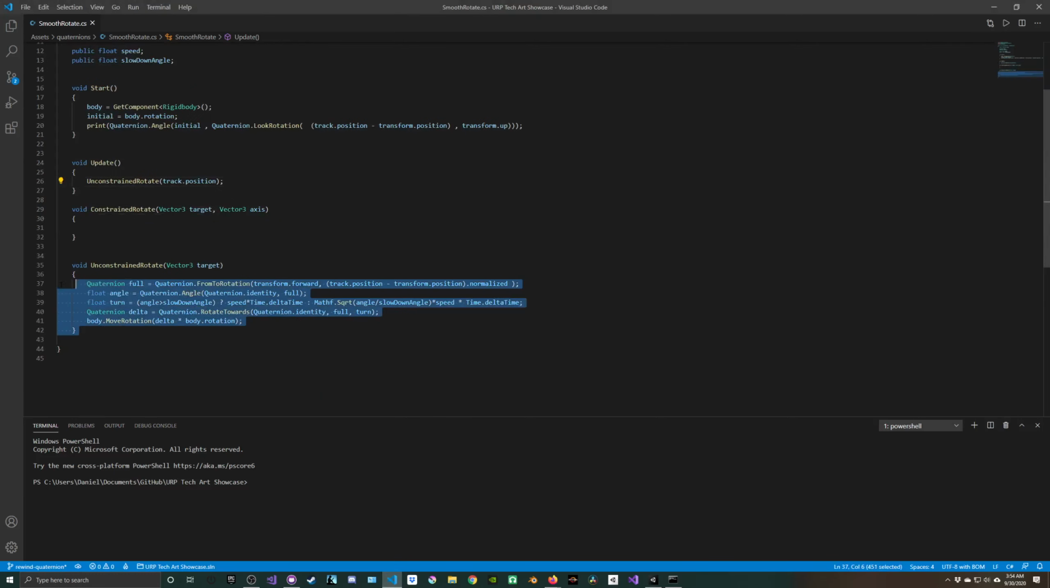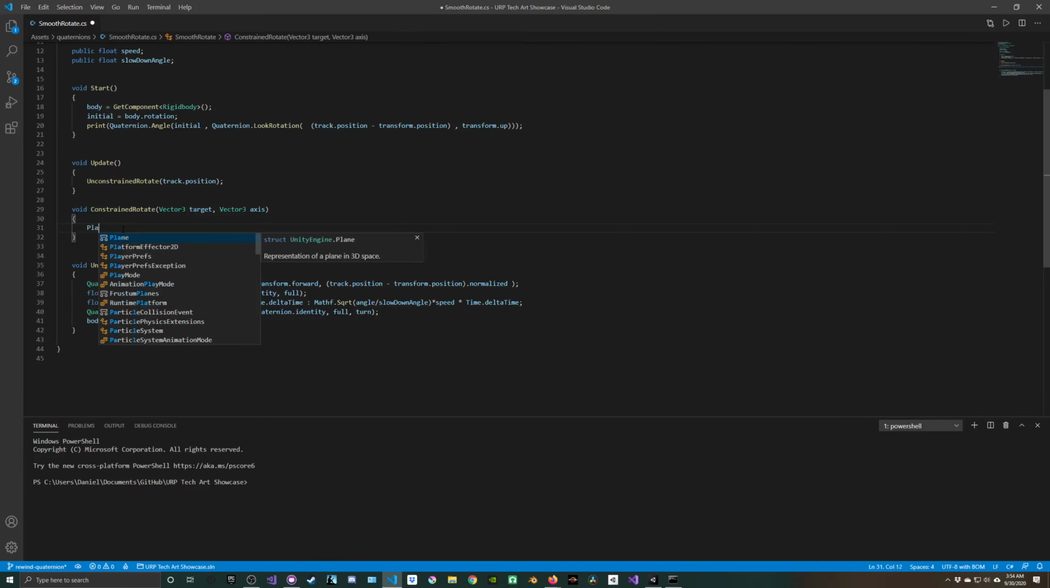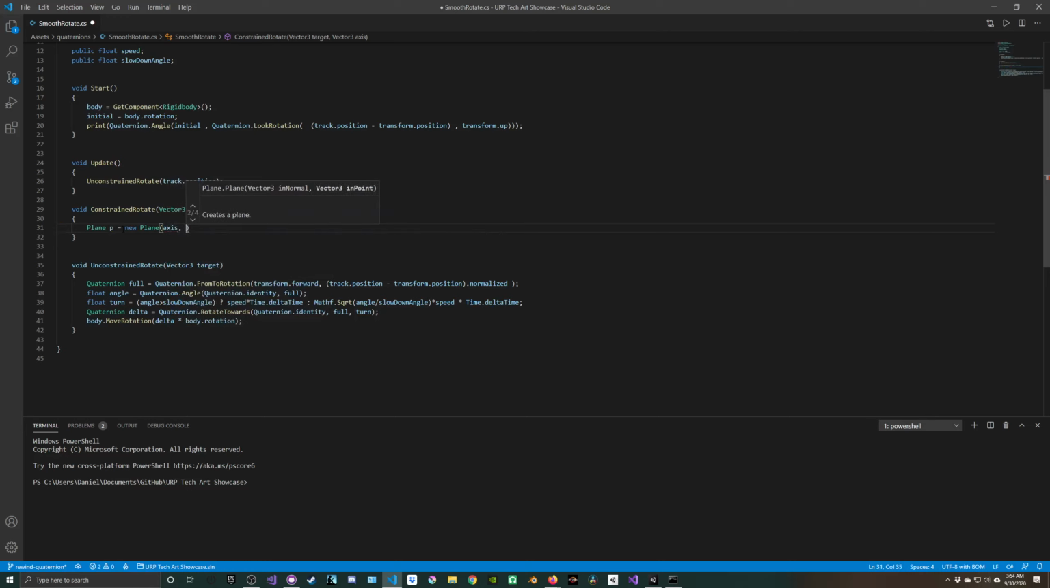Okay, so now that we have this, our constrained rotate is actually not very difficult. For this, we're going to use a plane construct. So let's say plane, I don't know, what do we call this? P equals new plane. And we're going to define this. Why are you giving me two Vector3s? That's weird. Give me a Vector3 and a float. So I'll type this first and then explain it after.